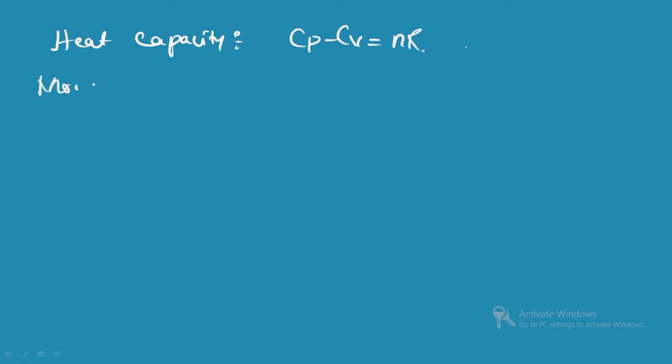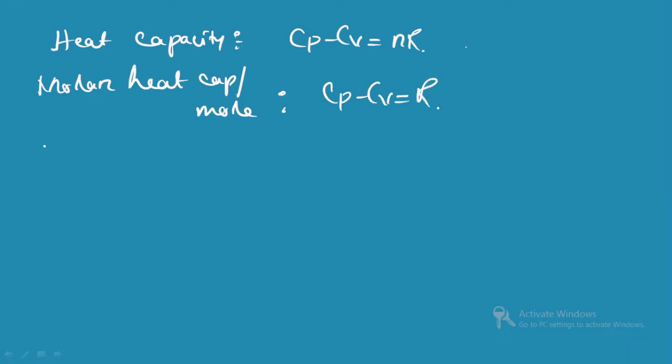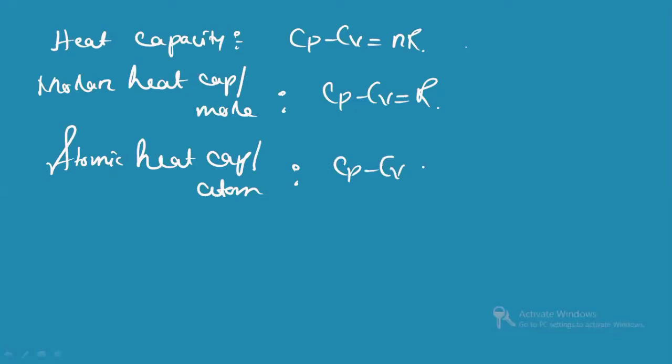Now let's see some relations. Firstly, we will see for heat capacity. For heat capacity, what can we write? Cp minus Cv equals nR. Similarly, if we write for molar heat capacity, per mole, then in that case we can write Cp minus Cv equals R. And similarly, for atomic heat capacity per atom, we can write Cp minus Cv equals Kb, which is the Boltzmann constant.